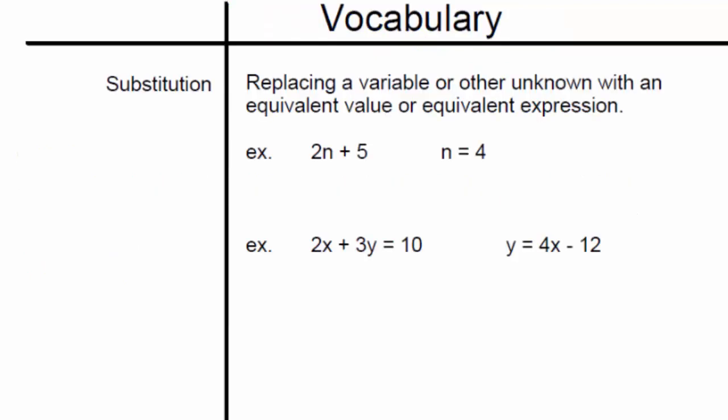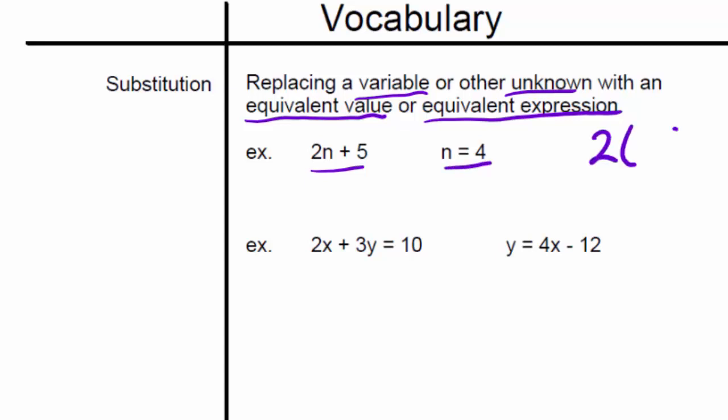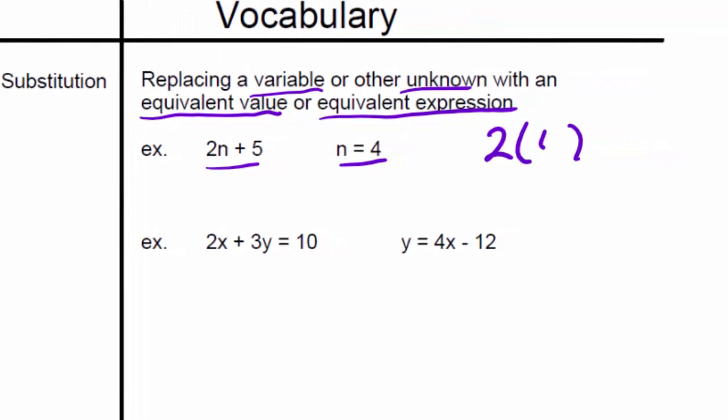So if you look at our vocabulary here, substitution is simply replacing a variable or other unknown with an equivalent value or an equivalent expression. And I have two examples here. So I have some expression 2n plus 5, and then I tell you that n equals 4. So we can substitute n, notice how I put parentheses here, with a 4 plus 5, and then we can continue to do some sort of calculation.